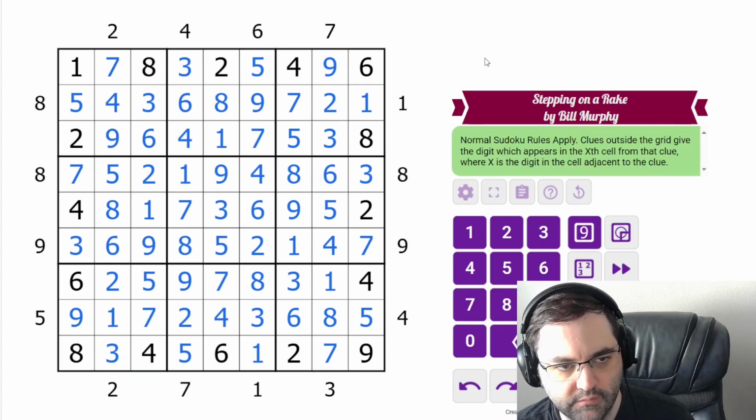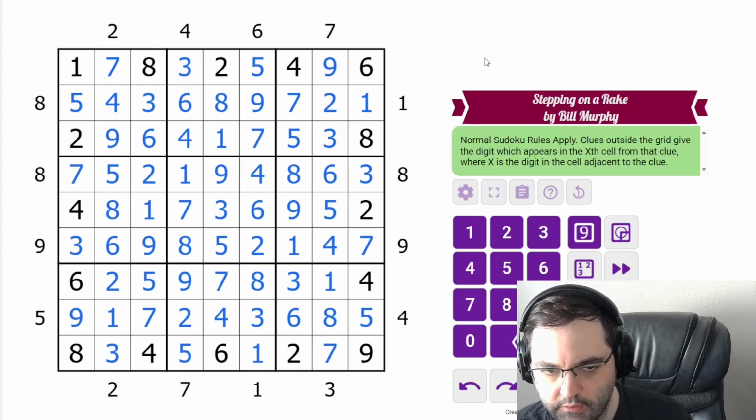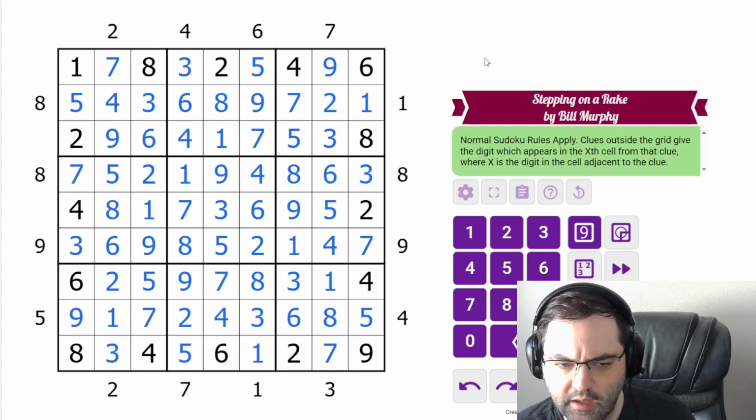Really lovely setup for the puzzle. I like the alternating clues here. I can see why it was called Stepping on a Rake. It tripped me up a little bit with the classic there, which I don't think happened in my test solve.